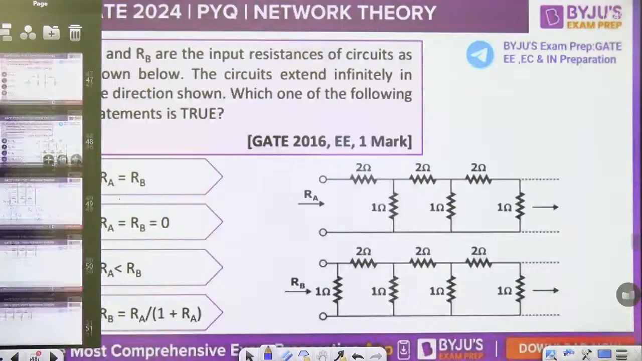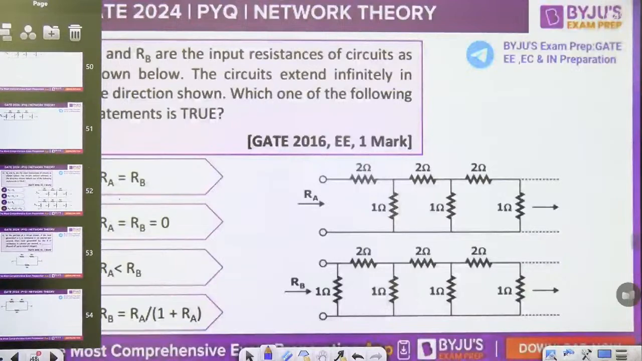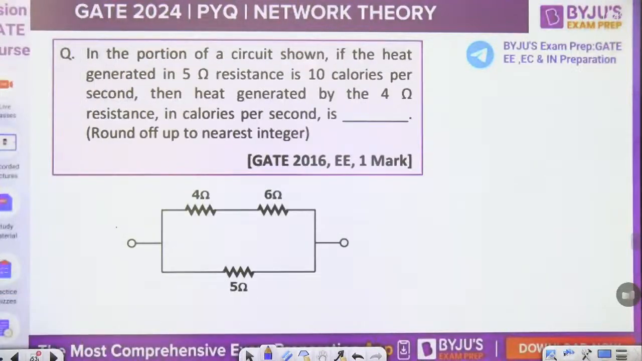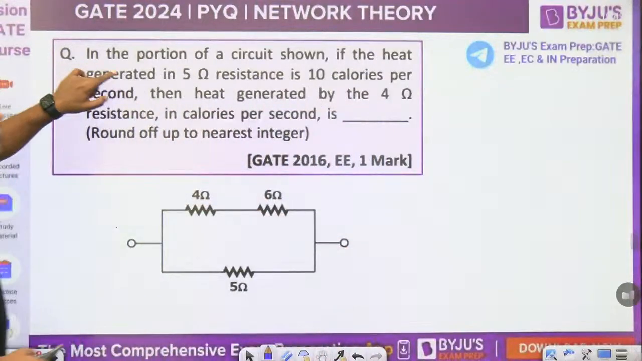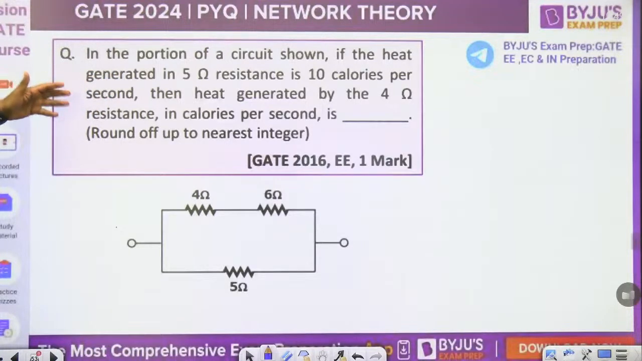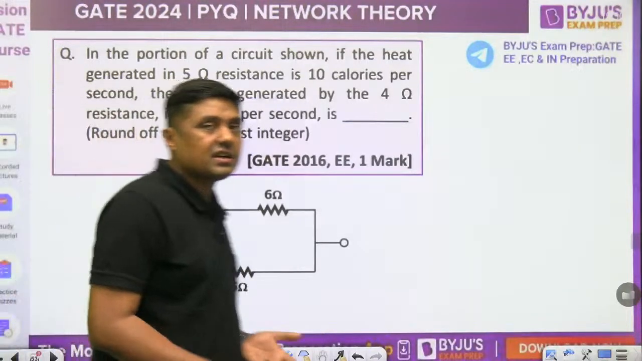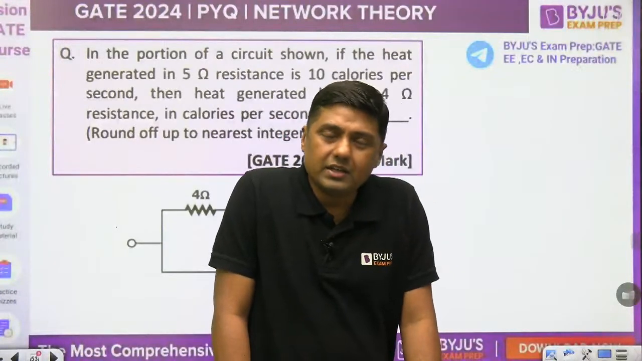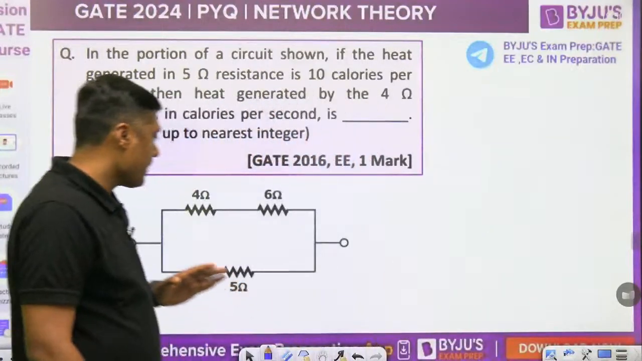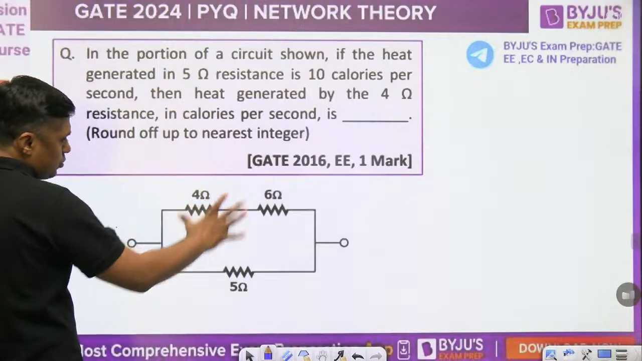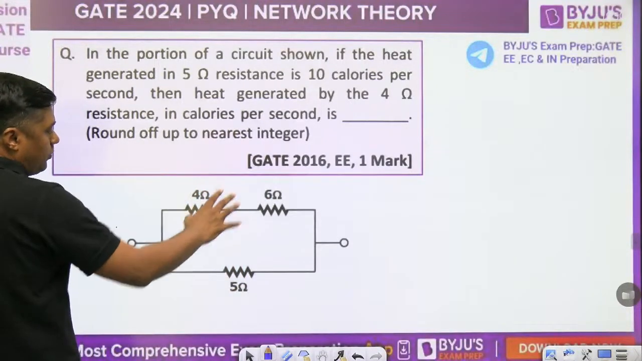Next one. This one. Now, again, questions from the basics. Then watch this. In the portion of the circuit shown, if the heat generated in the 5 ohm resistance is 10 calorie per second, then the heat generated by the 4 ohm resistance in calorie per second is what? That is asked. No need to convert the calorie into joules and so on, we are simply going to apply the concept here. Guys, first of all watch, these two networks are connected in parallel, 6 and 4, 10 ohm, and this is the 5 ohm.